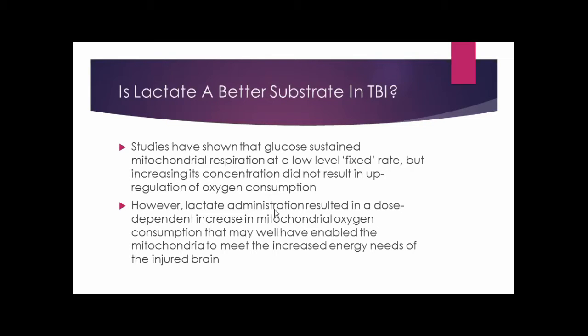However, lactate administration resulted in a dose-dependent increase in mitochondrial oxygen consumption that may well have enabled the mitochondria to meet the increased energy needs of the injured brain. So it's saying that with that fixed rate, the mitochondria, being that assembly line, just uses just as much of the oxygen as it normally does, just around the clock, no more. But it's saying that by administering lactate as a substrate, the mitochondria's consumption of oxygen is actually less. And so it's saying that even though it's a less efficient way to produce energy for the cell, the mitochondria are requiring less oxygen to produce that energy. So again, this is not well understood, but this is what they're noticing within these studies. That might be a reason why all this is happening.